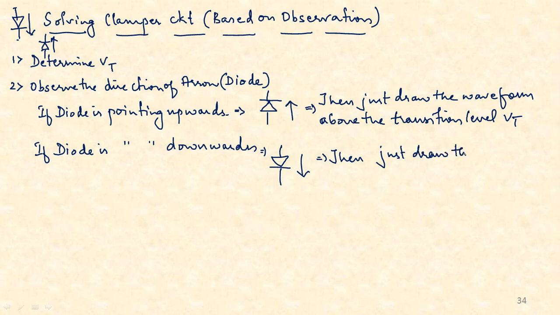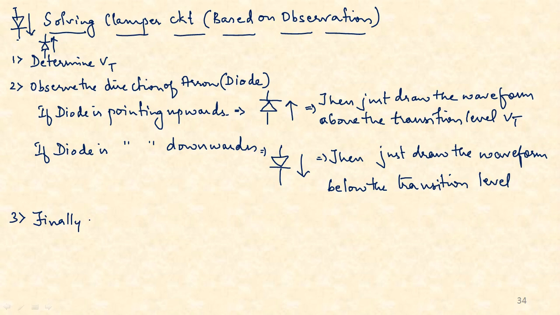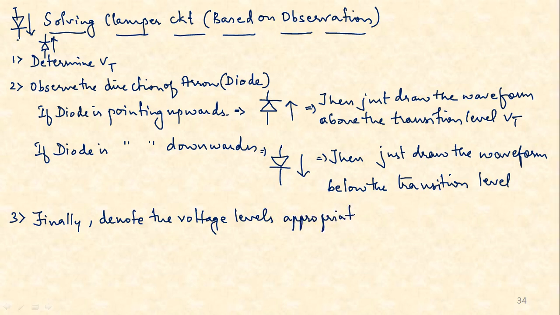Now suppose the diode is pointing downwards in this way, then just draw the waveform below the transition level, and finally denote the voltage levels appropriately or accordingly. So what do these 3 points mean or suggest?